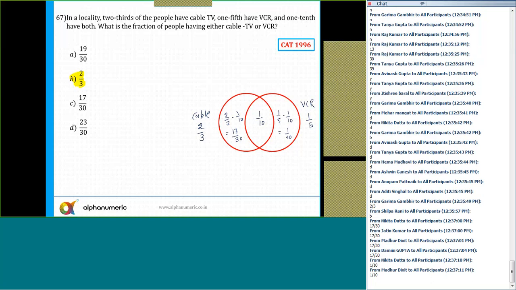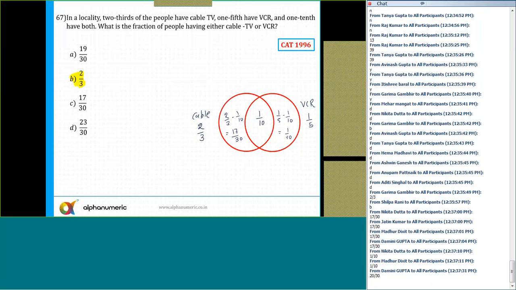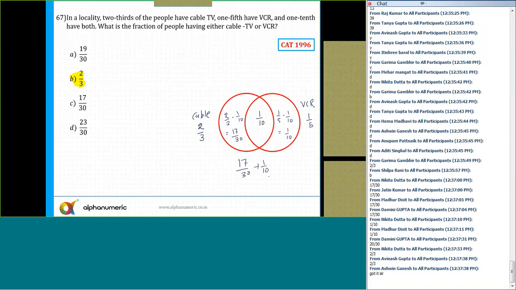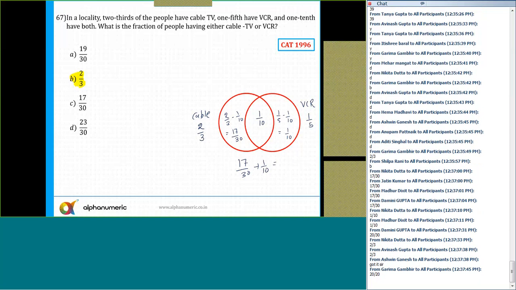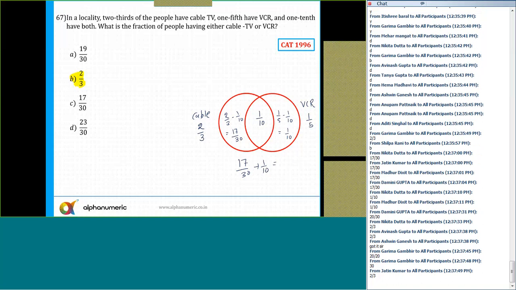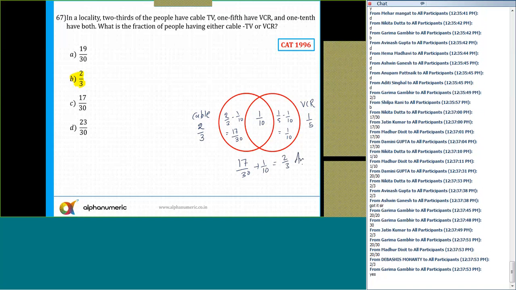And the question is, what is the fraction of the people who have got either cable TV or VCR? Just add all of them and you'll get the answer. So either cable TV or VCR is 17 by 30 plus 1 by 10 plus 1 by 10. This will be equal to 2 by 3. Am I right? So the answer is 2 by 3.